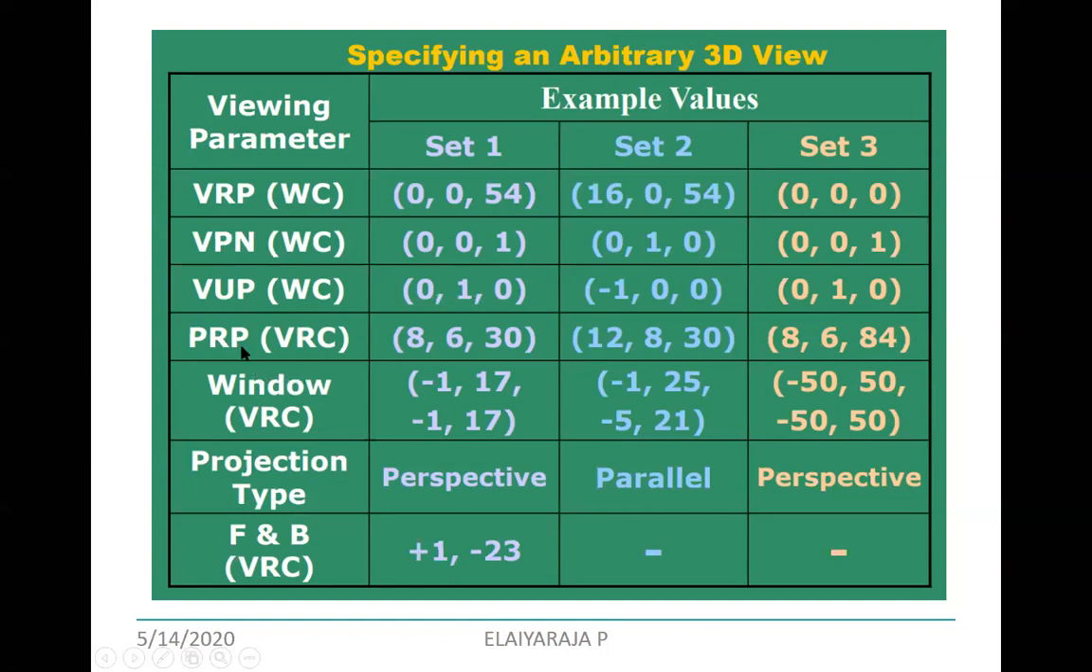Then the projection reference point that we take with reference to your view plane reference coordinates has the value 8, 6, 30, and the window coordinates with respect to the view plane are -1, 17, -1, 17. With these values you view the projection type as perspective, where the front and back face projection is optional. Either you can use it or just check it through your projection type.